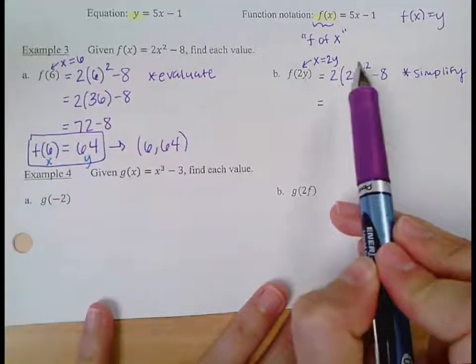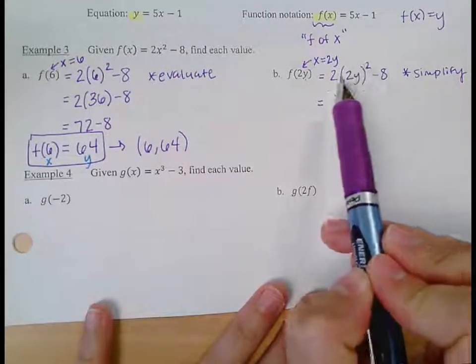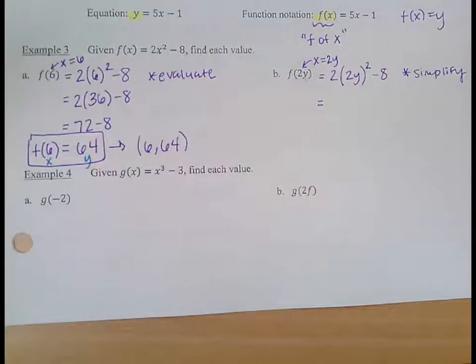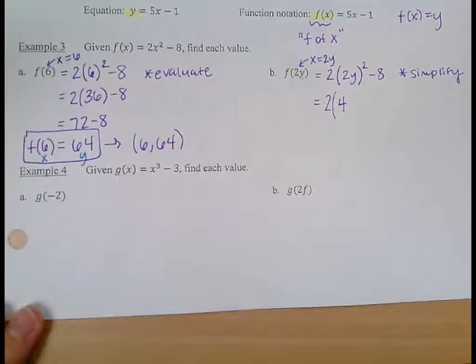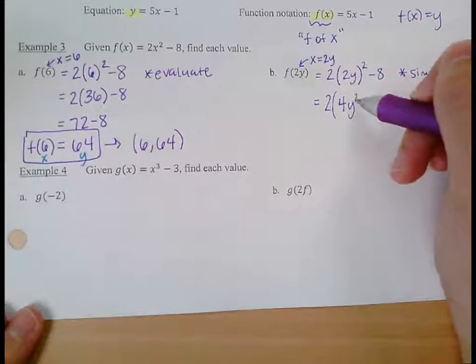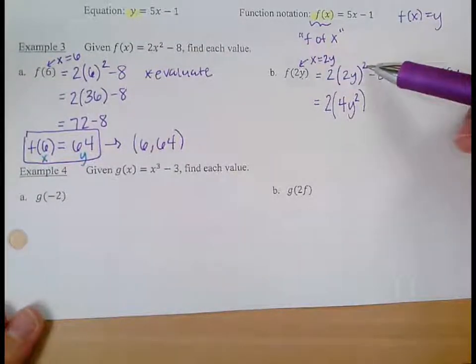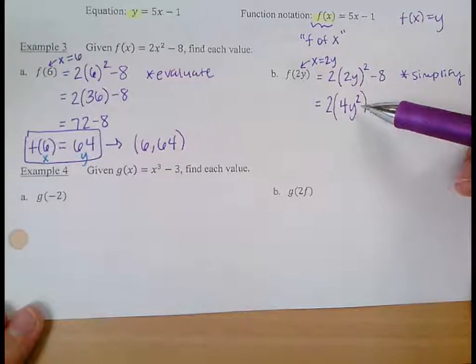So I still need to simplify this exponent first. 2y, I had this up here before I erased it. 2y quantity squared means 2y times 2y. So what would that be? 2y times 2y. 2 times 2 is 4. Y times y is y squared. So 2y quantity squared is really 4y squared.